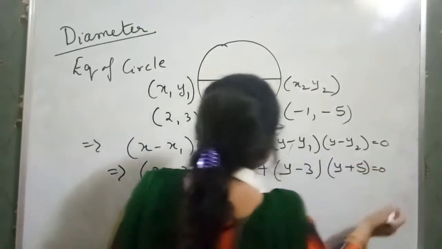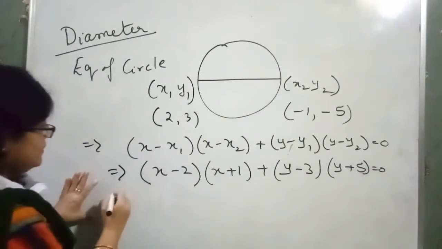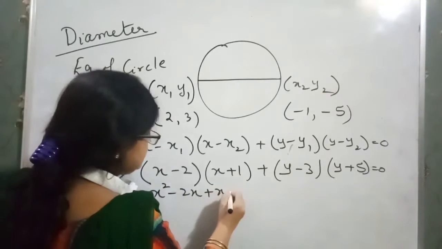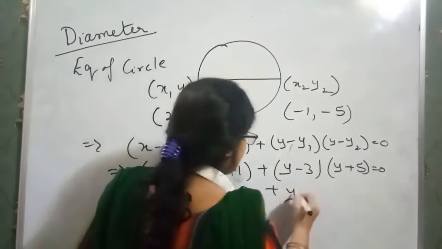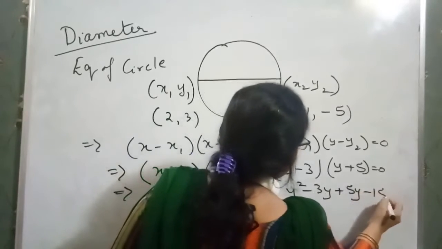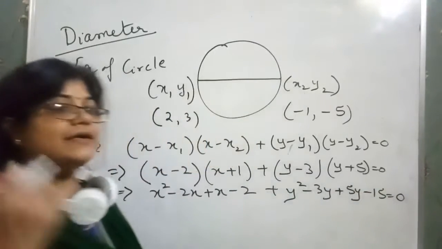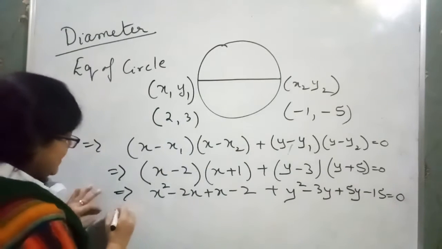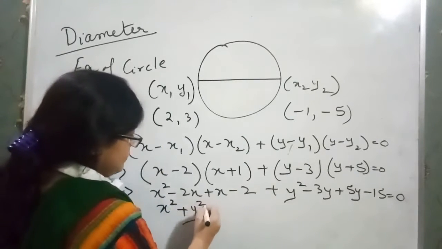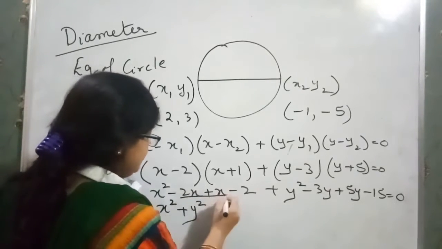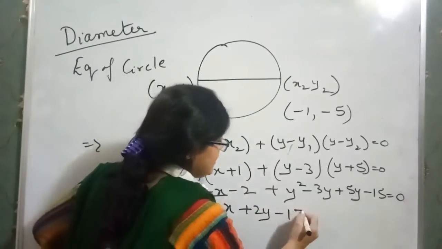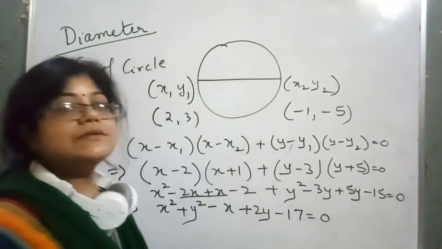Now when we solve this to get the equation of the circle, we have x square minus 2x plus x minus 2, y square minus 3y plus 5y minus 15. It seems that it is a little bit easier concept, but after that I will proceed to the tougher concept. So don't skip the video and watch each and every step. So minus x plus 2y minus 17, this is the required equation of the circle.